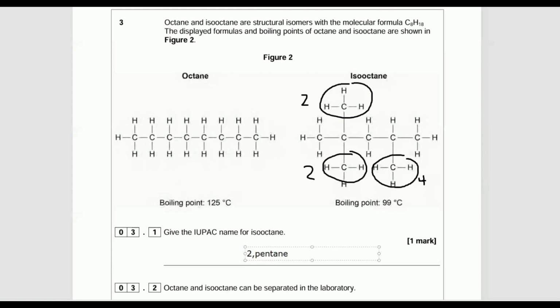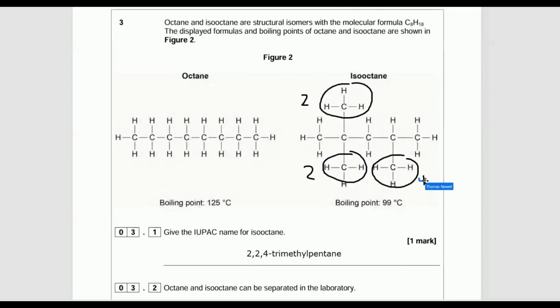So when you're doing the numbers, put a comma in between each number. So it's 2,2,4, and then between numbers and words you use the hyphen or the dash. So 2,2,4-trimethylpentane. There we go.